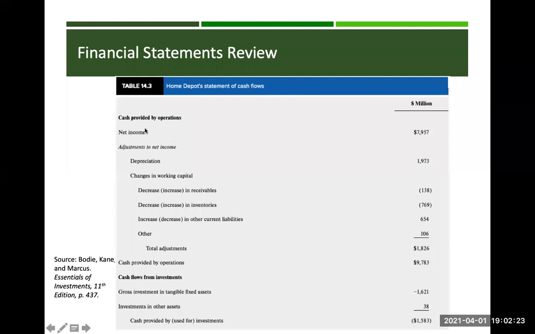Let's look at the cash flows. Let's see what we got here. And then, like most companies, they do what's called the indirect method for cash flows. They have net income. They add back depreciation, changes in working capital, decreases in receivables, decreases in inventory. So an increase shows up as a negative. Here we have cash flows from investments. These are cash flows from operations, cash flows from investments, gross investment in tangible fixed assets, minus 1.621 billion. And actually, let me pull up something while I'm doing this.